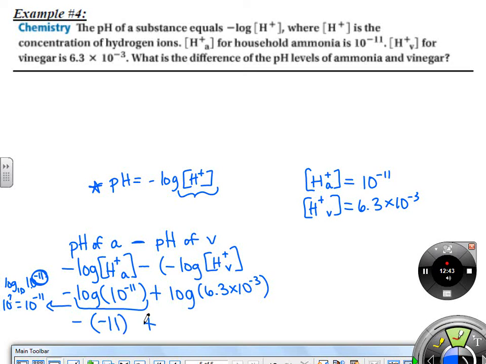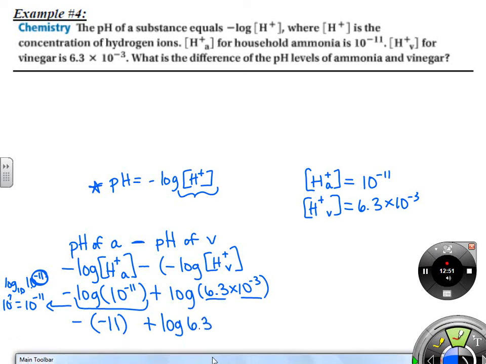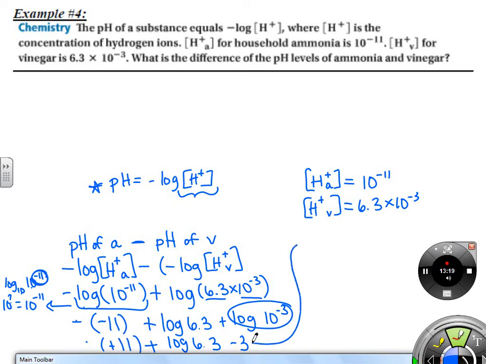Plus, now these are two things multiplying each other. So I can use my property to split those up into two different logarithms. The log of 6.3 plus the log of 10 to the negative third. Now this log of 10 to the negative third is going to work just like the way I calculated the log of 10 to the negative 11. So that's going to come out just to be negative 3. And this minus negative 11 is just going to become plus 11.